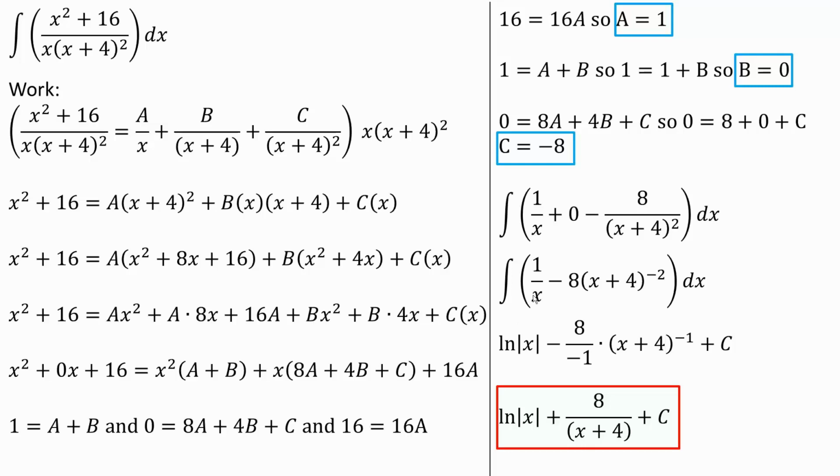And now we will get the integral of each piece. So 1 divided by x would give us ln absolute value of x minus 8 divided by negative 1 times parentheses x plus 4 raised to negative 1 plus c. And so this is what we would get as our final answer. And that's all we need to do for this type of problem.